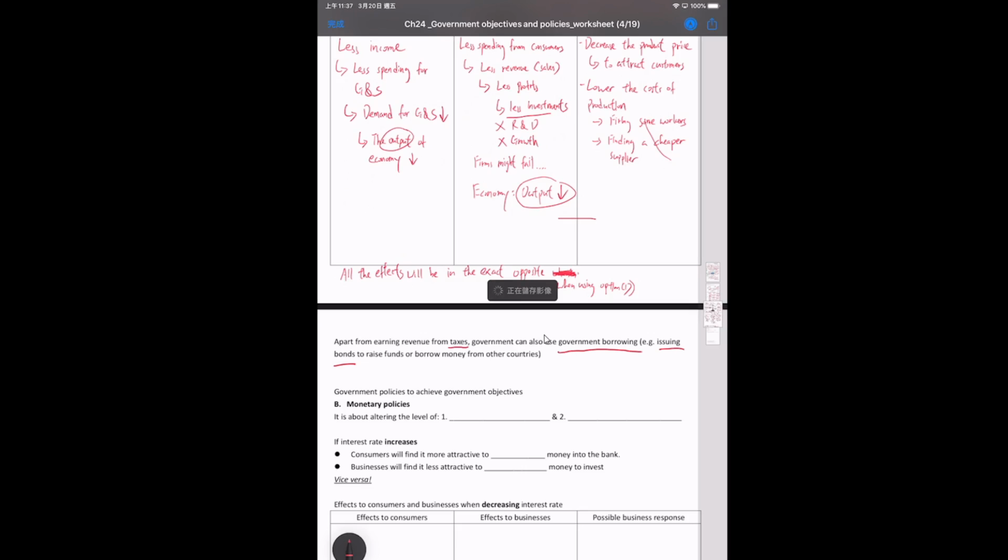But usually when we talk about government revenue, of course, taxes play the major role in this particular area. But there are so many different methods to gain government revenue, or simply to gain money from the general public. Now let's take a look at the second part.